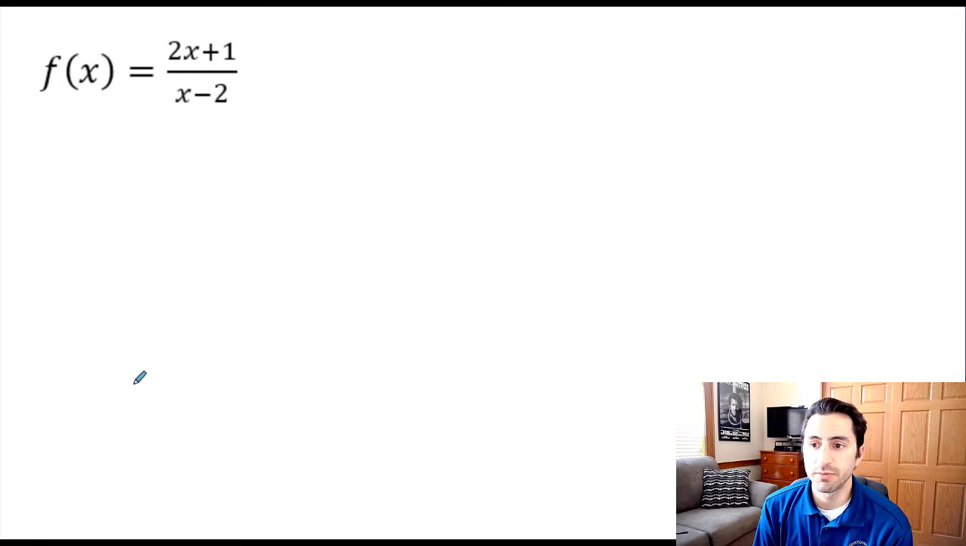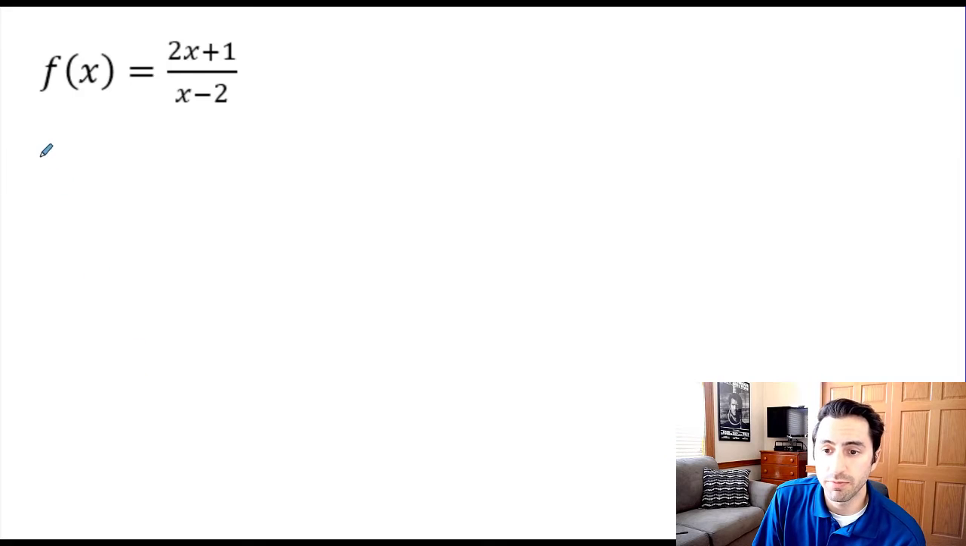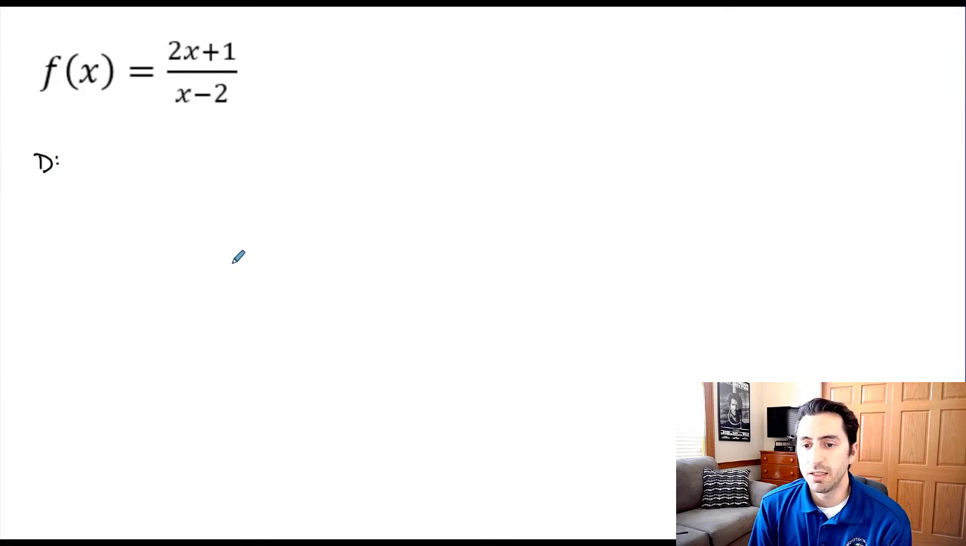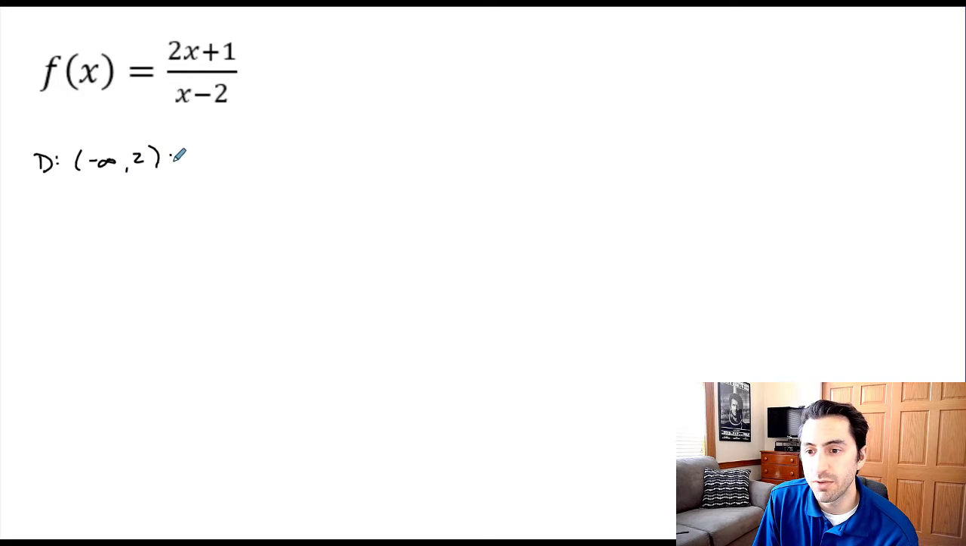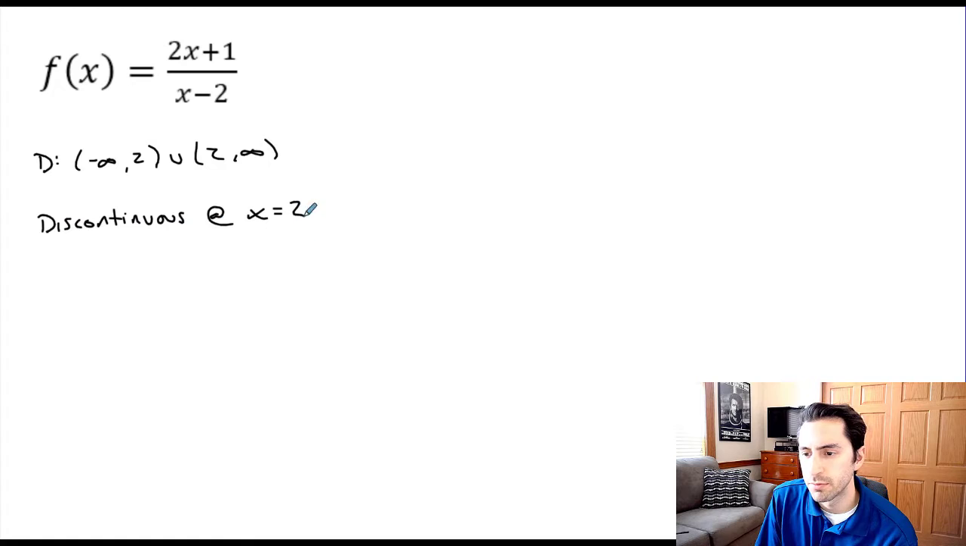So here I'm given a function, f of x is equal to 2x plus 1 divided by x minus 2. Okay, first thing, let's take a look at the domain. So the restrictions we have, we just don't want to divide by 0. So the one value of x that would make the denominator 0 is 2. So our domain is everything but 2. So we have from negative infinity to 2, and then union 2 to infinity. So we have this discontinuity at x equals 2.